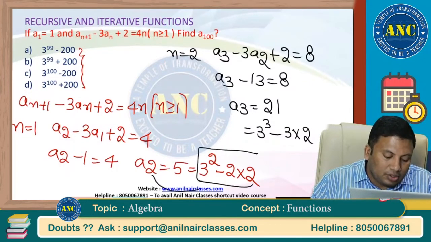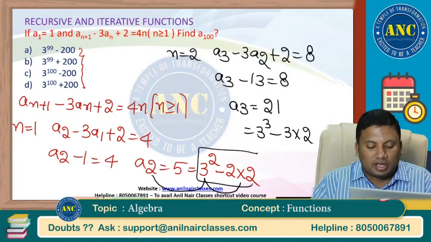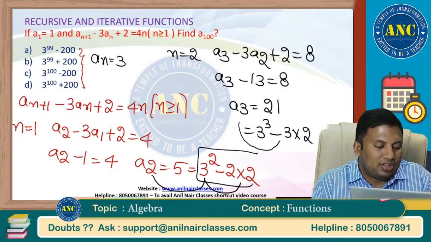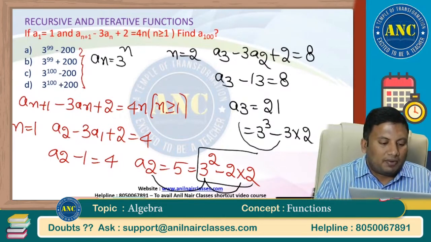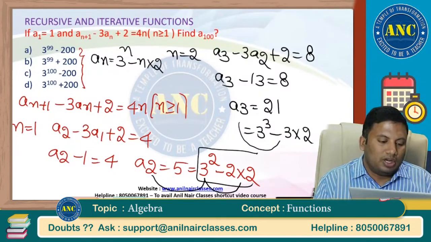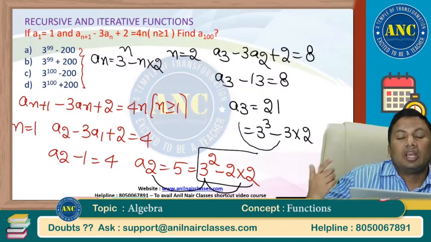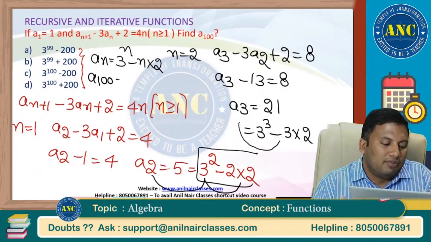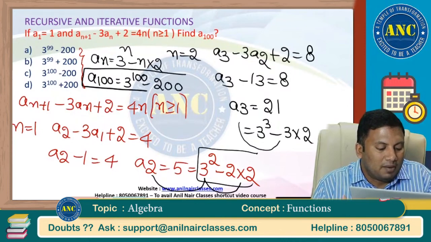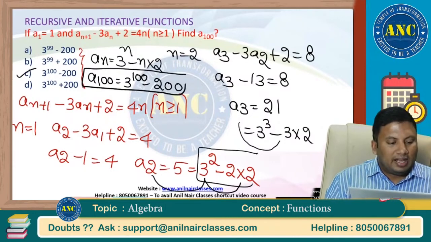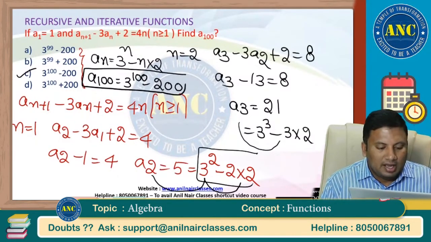If you observe, a2 is 3 square minus 2 into something. a3 is 3 cube minus 3 into something. a n will become 3 power n minus n into 2. Are you all with me? Right? 3 square minus 2 into 2. 3 cube minus 3 into 2. a4 is 3 power 4 minus 4 into 2. So a100 will be 3 power 100 minus 100 into 2, which is 3 power 100 minus 200. I hope the idea is clear.